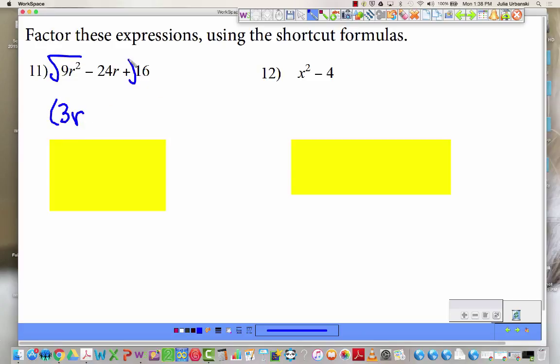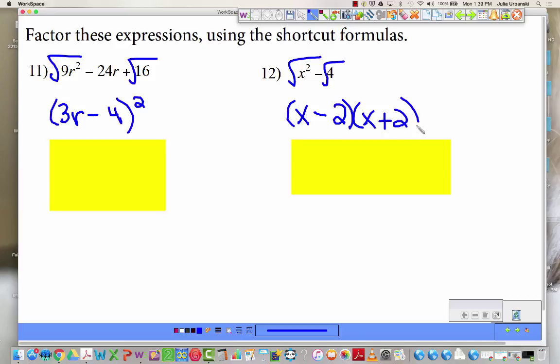The next one, square root of 9r squared is 3r. Square root of 16 is 4. Decide if it's positive or negative by looking right here. That one's a negative. And since there was a middle term, we square it. For this one, you take the square root of x squared, you get x. You've got a 2. For the square root of 4, it's minus. But there's no middle term in there, in between them. So that's when I have to multiply it by x plus 2, knowing that the positive and the negative will eventually cancel each other out.